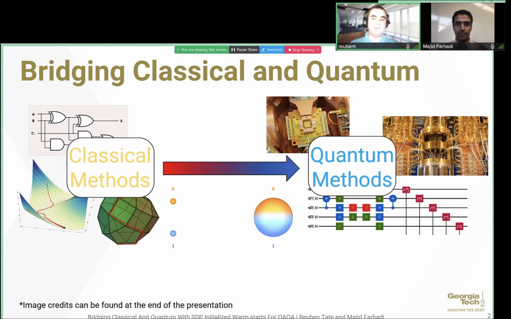For this talk, the bridge is in the form of a warm start that uses solutions from classical methods in order to give quantum methods a head start. Specifically, we will talk about initializing the quantum approximate optimization algorithm with an SDP solution for Maxcut, which we now introduce.